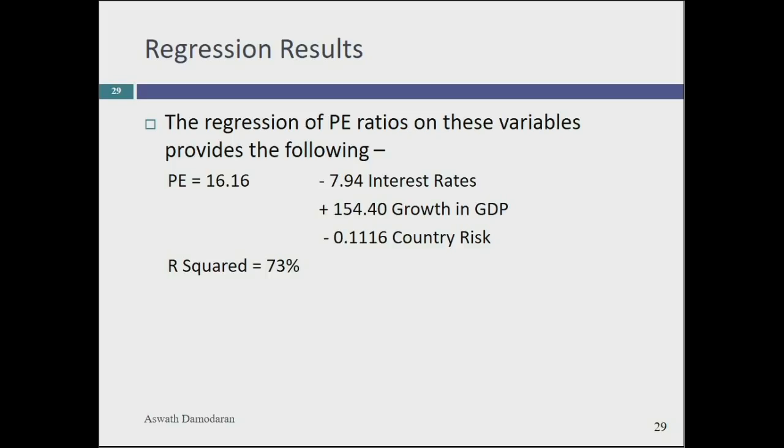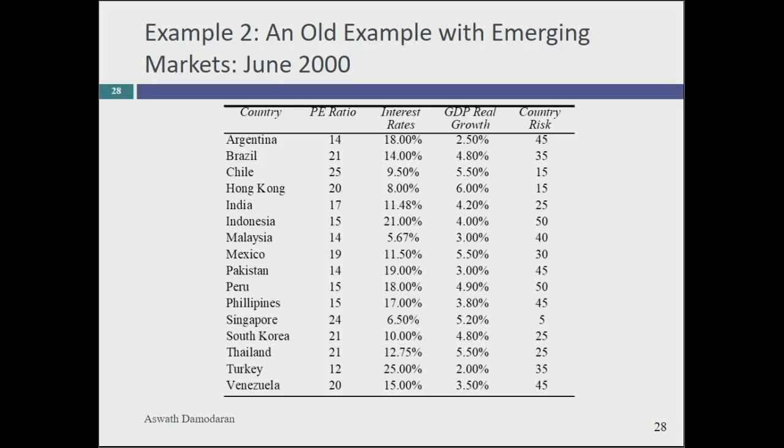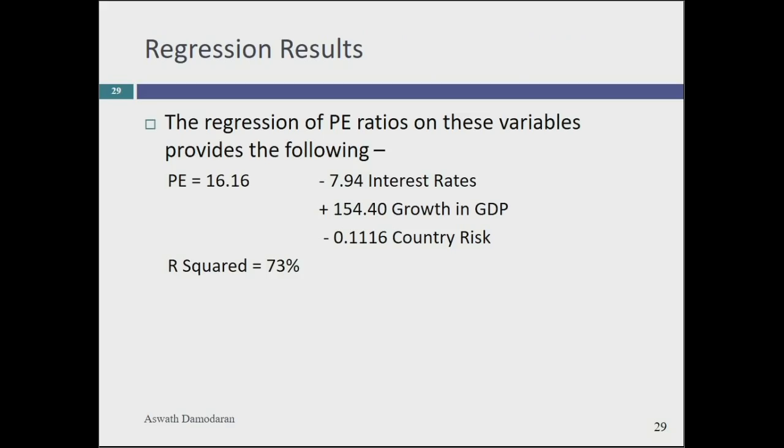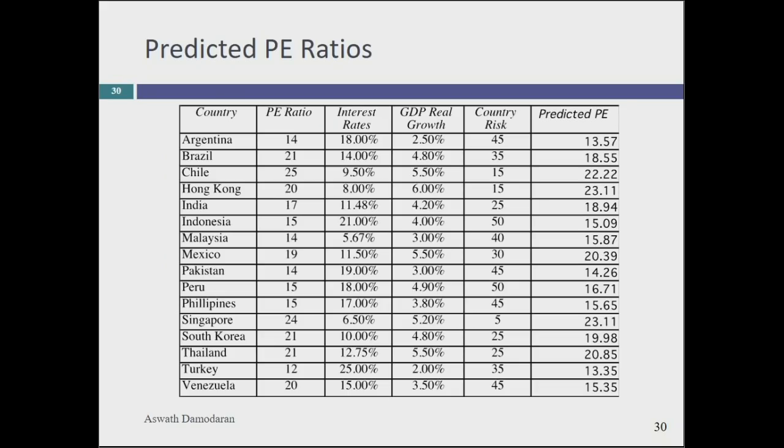Now, why did I run this regression? Because I thought Turkey looked cheap, but I was concerned, right? Is there a way you can tell me whether Turkey is really cheap? What am I going to do with this regression? Go back to the previous page, take the 25% growth rate, the 2% interest rate, 2% growth rate and 35, plug it into the regression, and you'll get a predicted P-E ratio for Turkey. You get actually 13.35.